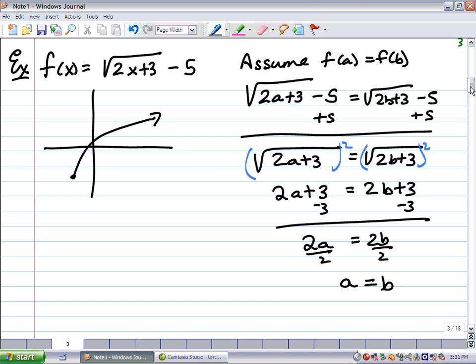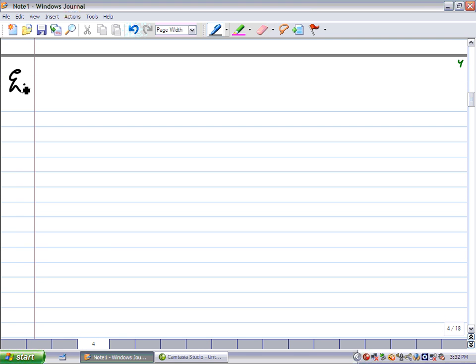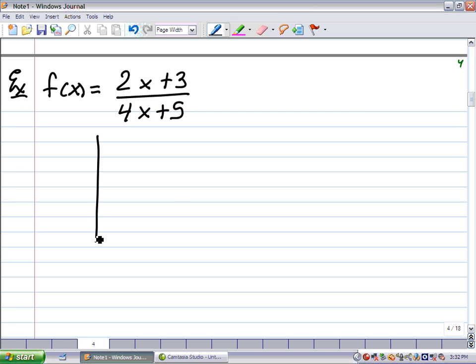Alright, let's look at one more. Let's look at a hyperbola like 2x plus 3 over 4x plus 5. Well, again, if you remember from pre-calculus, what do you know? You know that there is a horizontal asymptote. These are the same degree, so at 2 over 4 or 1/2. So you have this horizontal one.